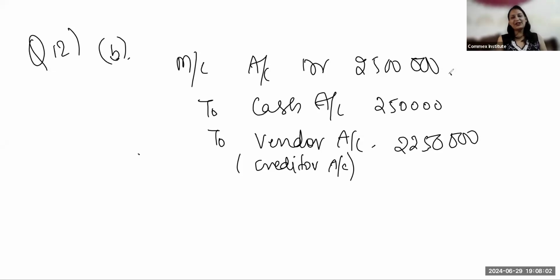Very good. Machine account debit to cash. Okay, this entry, be careful, Isha. Don't write wages account debit to cash. Be very careful. Machinery account debit to cash. Okay.